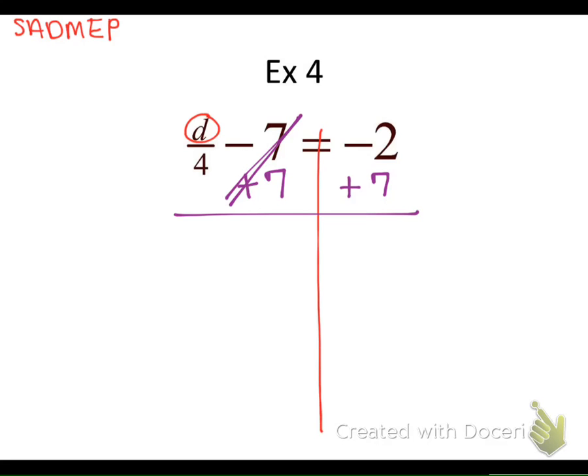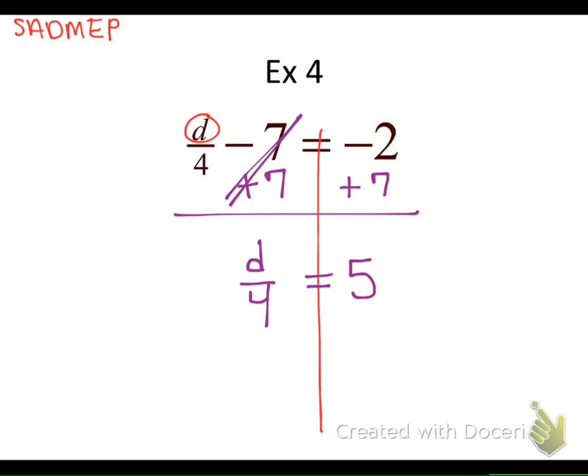So now on my left side, what is remaining? D divided by 4. Then I put my equal sign on my line of equality. Then on my right side, Kaylon, I'm going to solve. -2 plus 7. Positive 5. Yep. Correct. And then we're back to where you guys are pros.